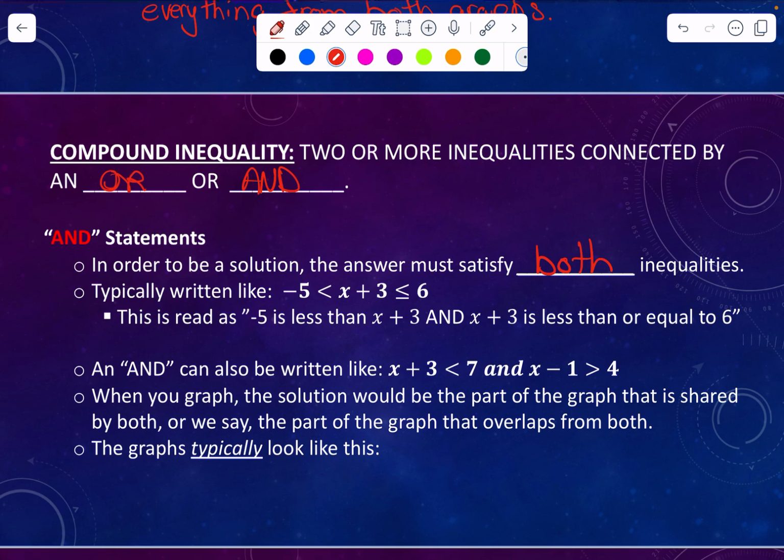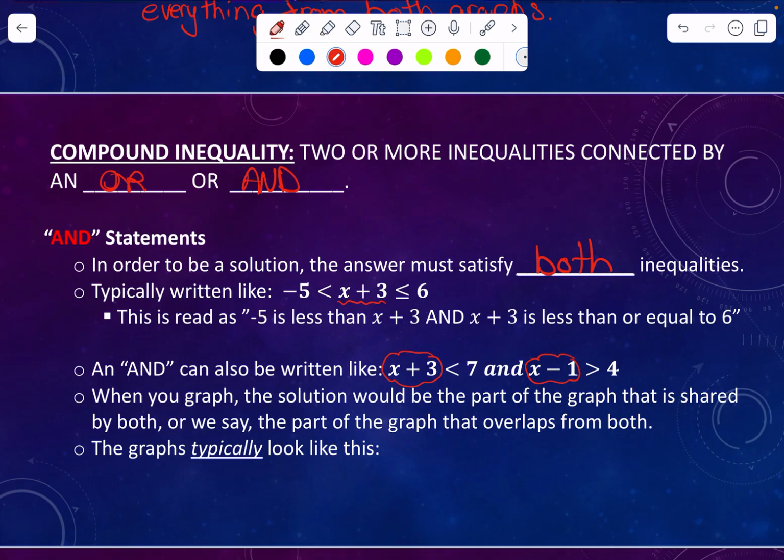But it can also be written like this: x plus 3 is less than 7, and x minus 1 is greater than 4. Now, you'll notice the difference there. On the first one, the x plus 3 goes to both items, where on the second one, we have a different part that has the x in it and a different number, but an and can be written either way. Now, when you graph, the solution would be the part of the graph that is shared by both. In other words, it's the part of the graph that overlaps from both inequalities.